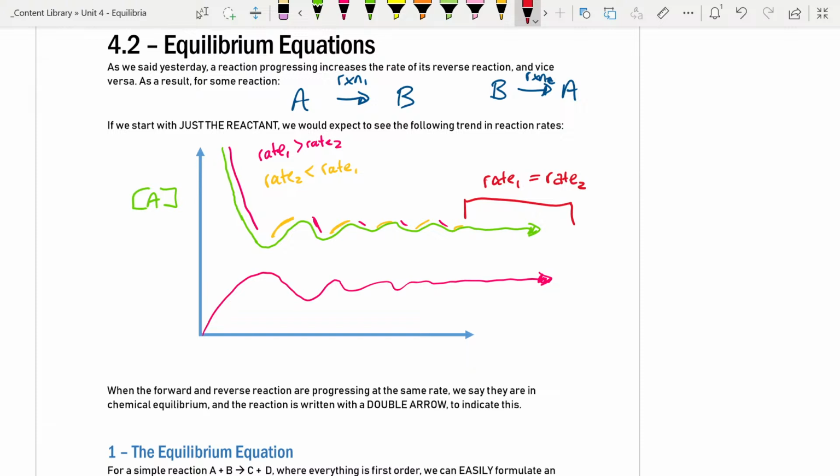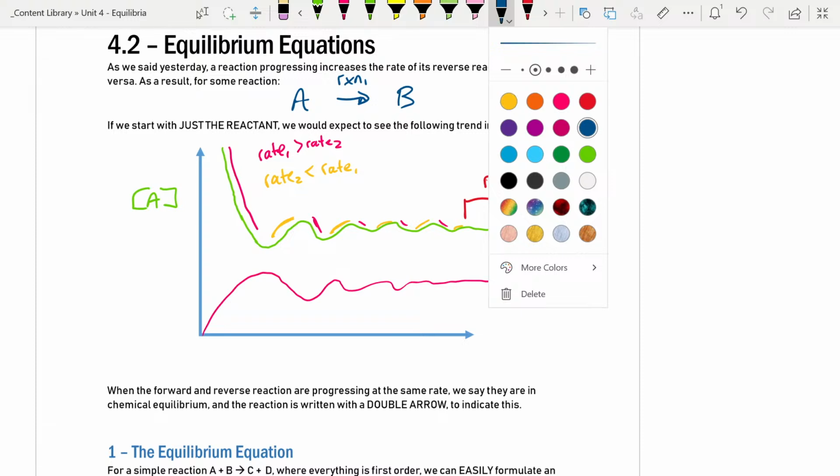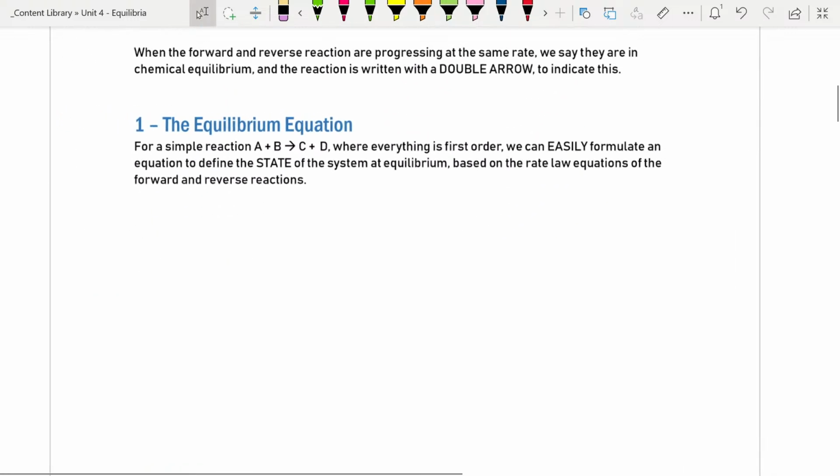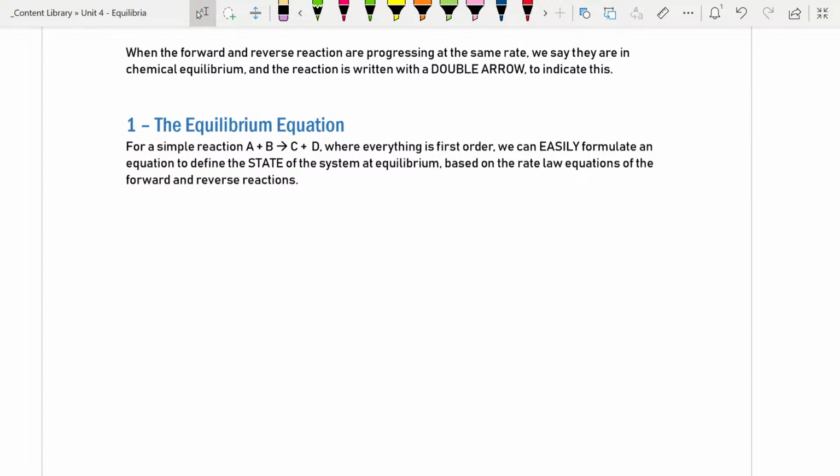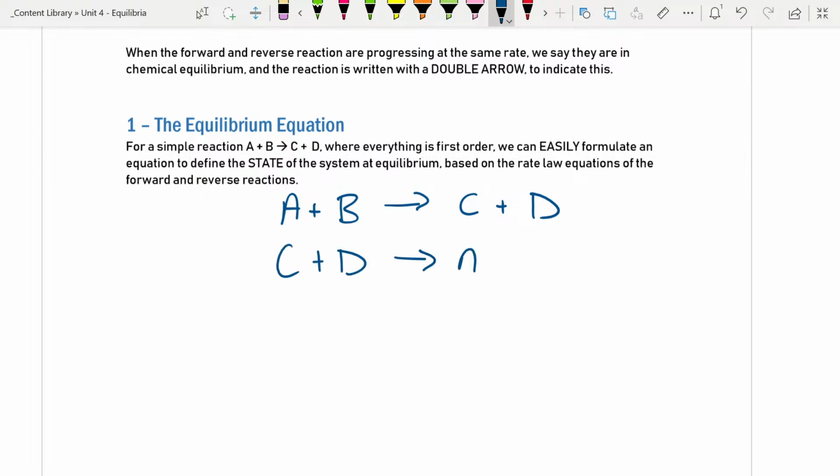So we said then that we can make equations from this. Let's make some equations from this. The equilibrium equation, let's start with an easy reaction. A plus B yields C plus D. I want you to write a rate law for the forward reaction, and I want you to write a rate law for the reverse reaction. That's what we ended with last unit, so you should be able to tell me that. Get on it.